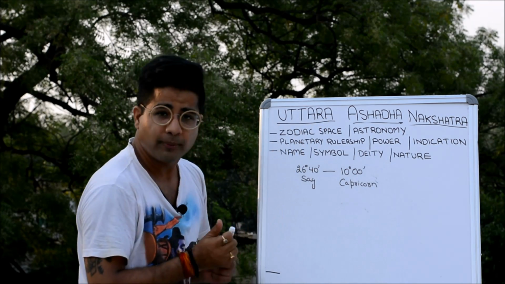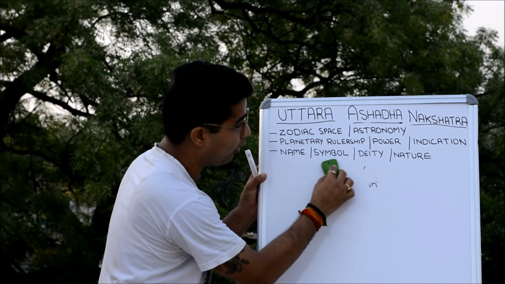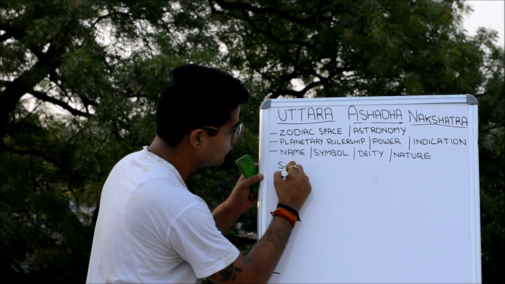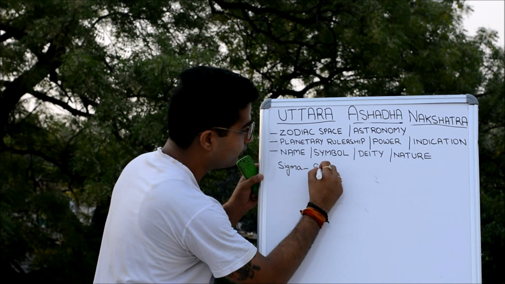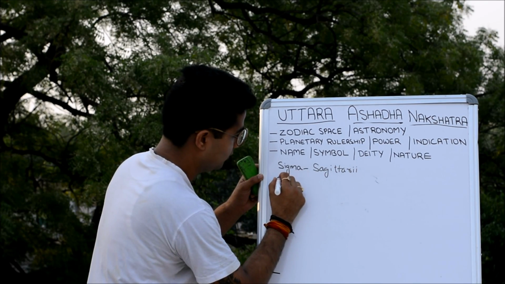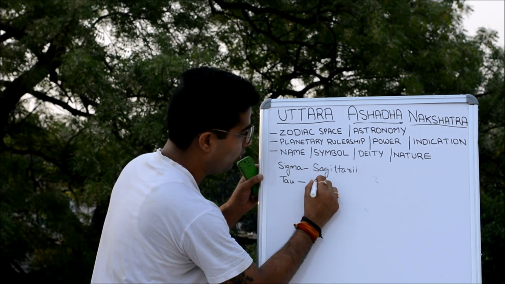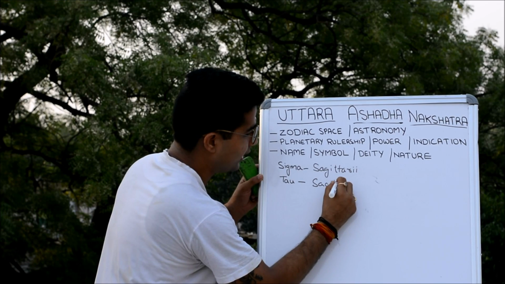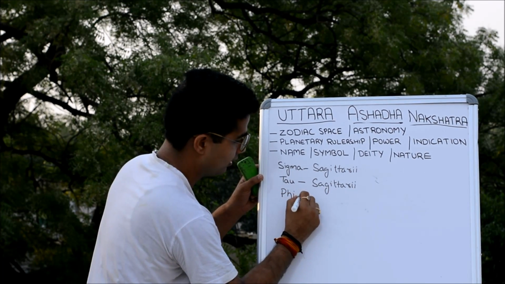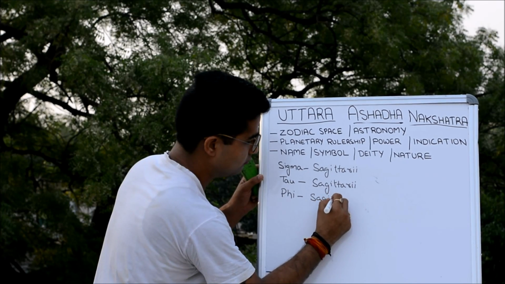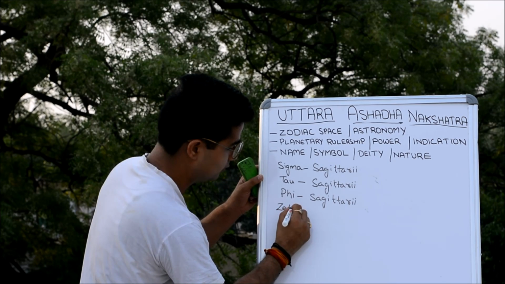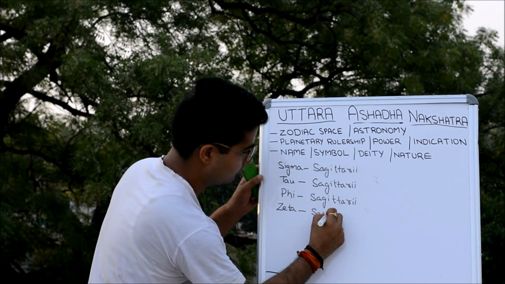When it comes to its astronomical configuration, it consists of 4 stars known as Sigma Sagittarius, Tau Sagittarius, Phi Sagittarius, and Zeta Sagittarius.